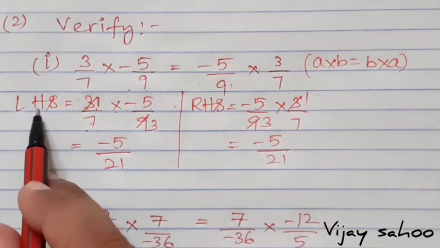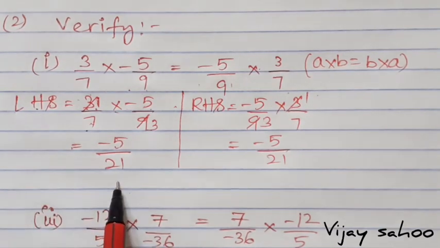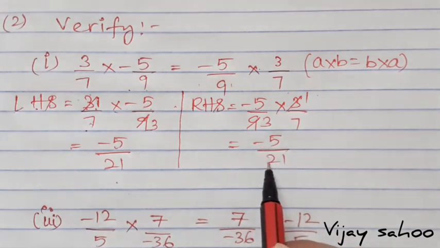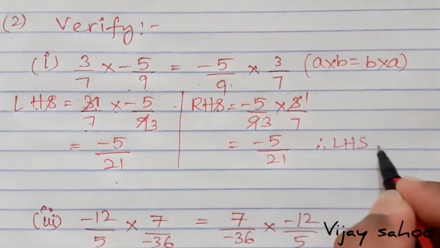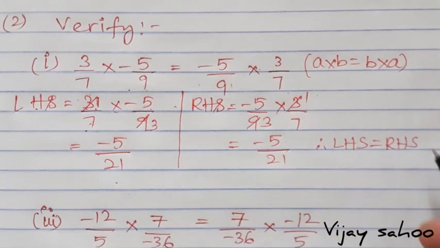So left hand side answer is minus 5 by 21. Right hand side, minus 5 by 21. Therefore we will say that left hand side is equal to right hand side. Same way we are going to solve the next one, that is the third question.